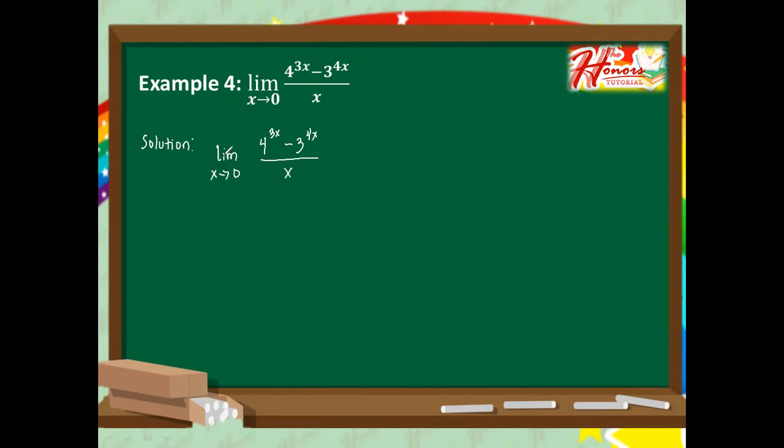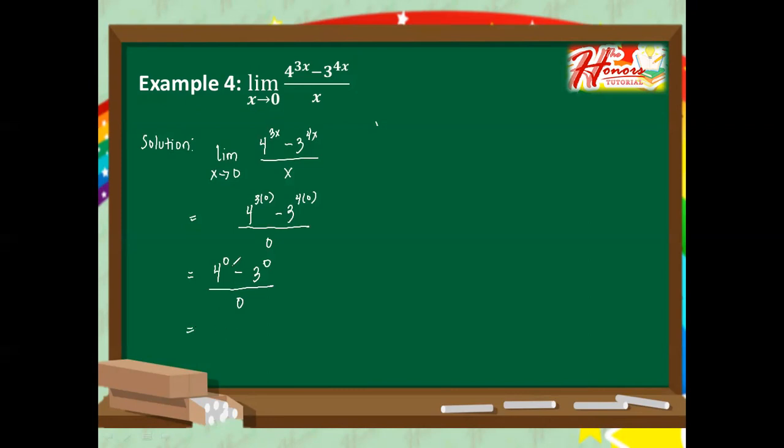So let me just show you that this is not possible if we do direct substitution. Okay? So this is what will happen if we apply direct substitution. So that would be 4 raised to 3 times 0 minus 3 raised to 4 times 0 over 0. Let's continue. 4 raised to 3 times 0, that's 0. Minus 3 raised to 4 times 0 is 0 over 0.